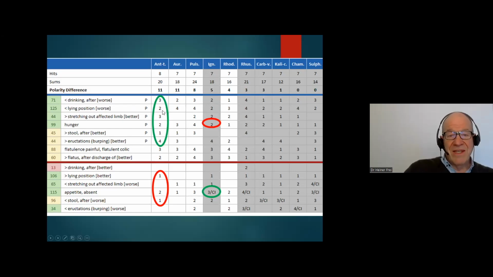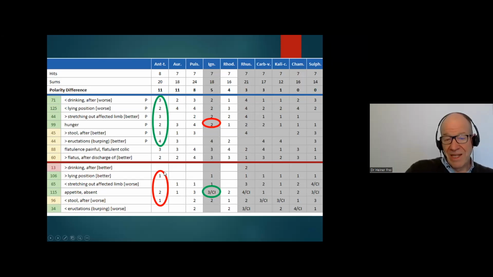So this makes here 5, 10, 15. And then we subtract the grades of the opposite symptoms. Down here, below the red line, you have the opposite symptoms to the symptoms the patient displays. So after drinking worse, the opposite is after drinking better. Lying position worse, opposite lying position better. Stretching out affecting limb better, worse, etc.